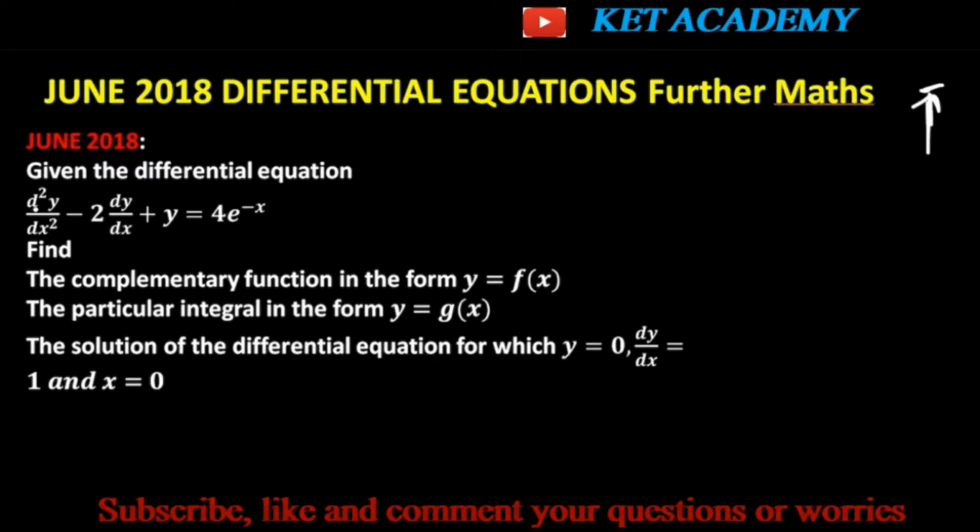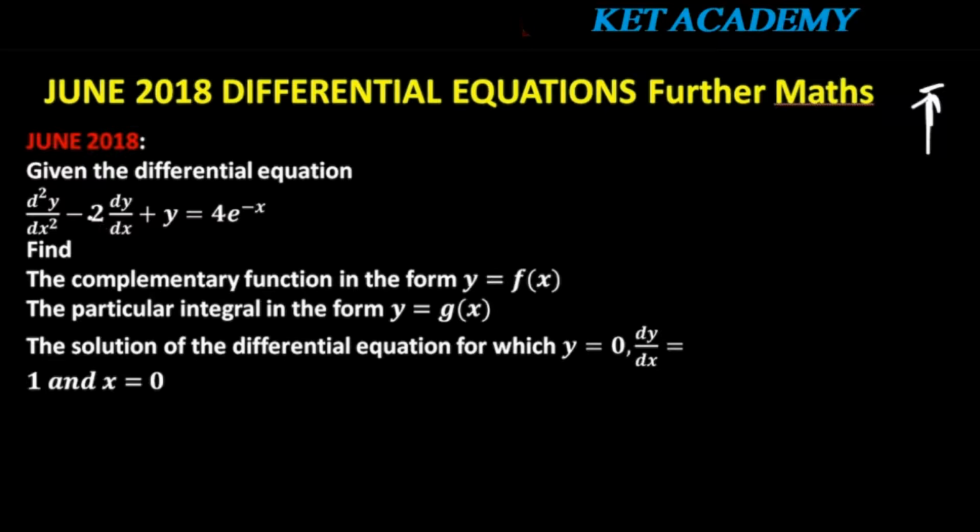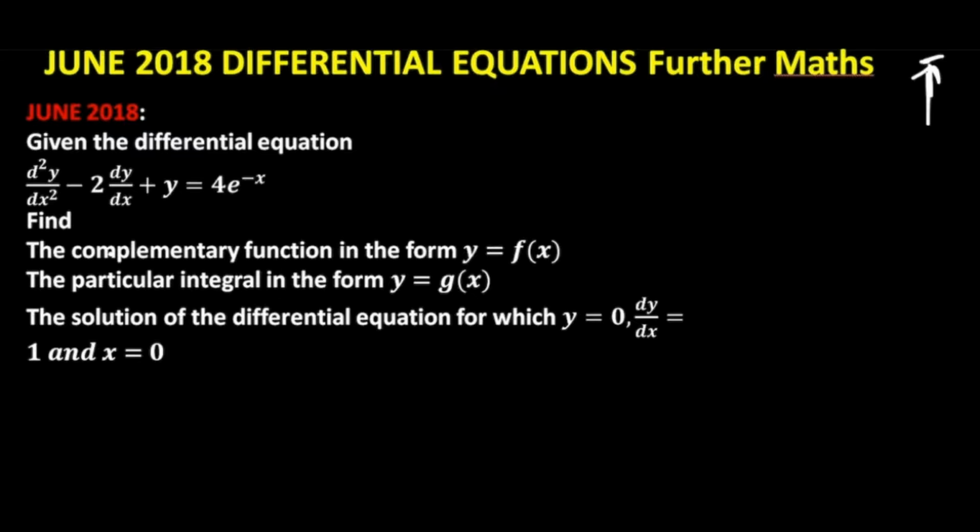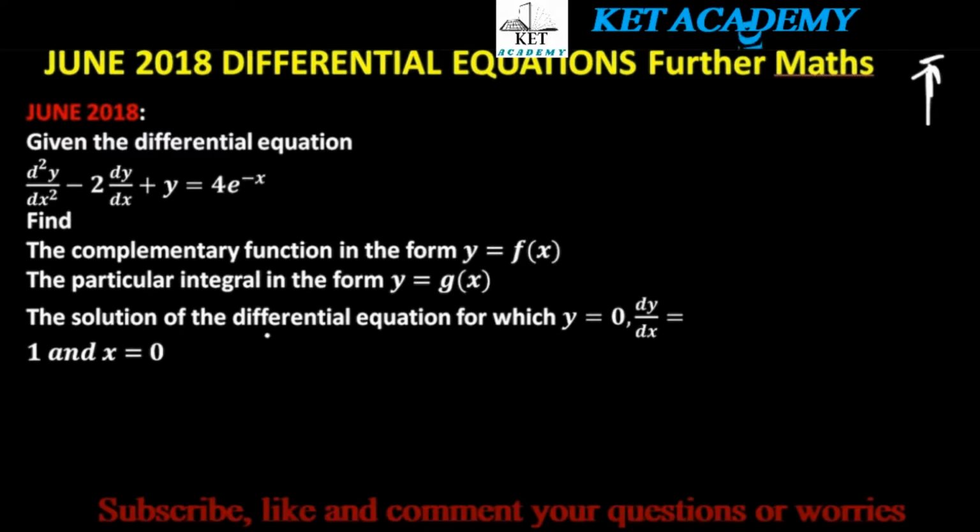This is question 1, I guess. The question says that given the differential equation d squared y over dx squared minus 2 dy dx plus y equals 4e to the minus x, find the complementary function in the form y equals f of x, and the particular integral in the form y equals g of x. And finally, the solution of the differential equation for which y is 0, dy dx is 1 and x is 0.